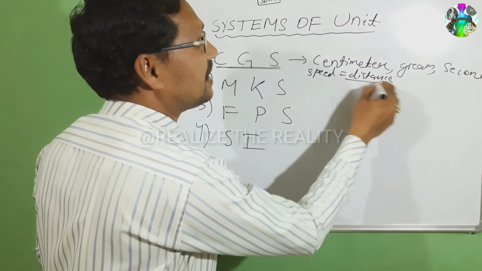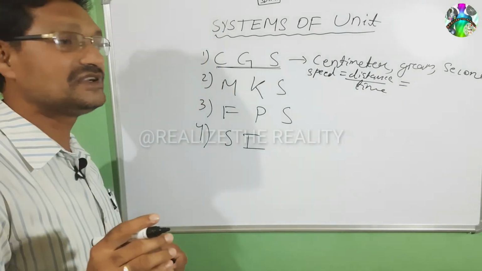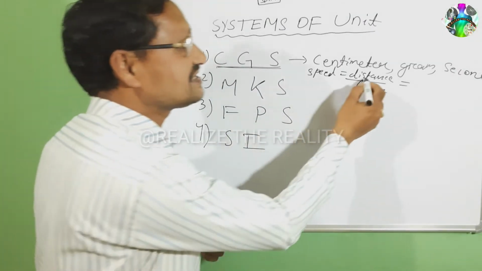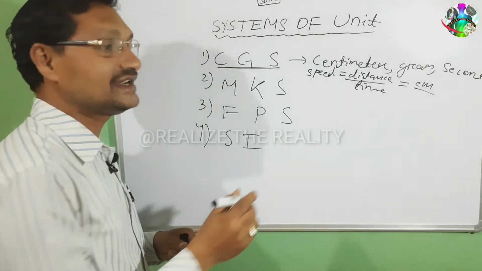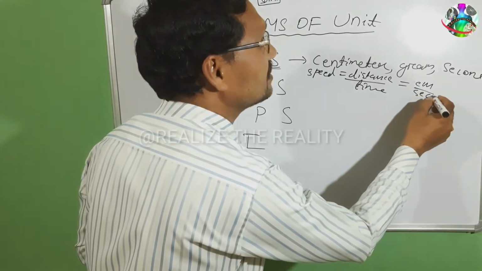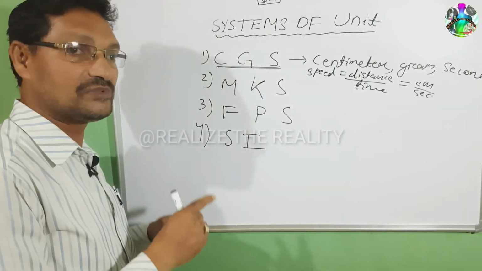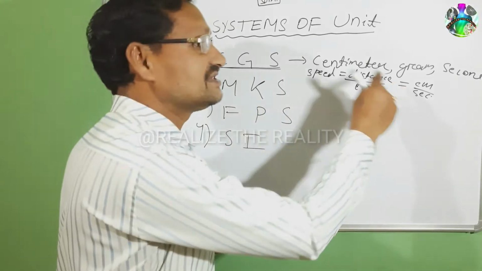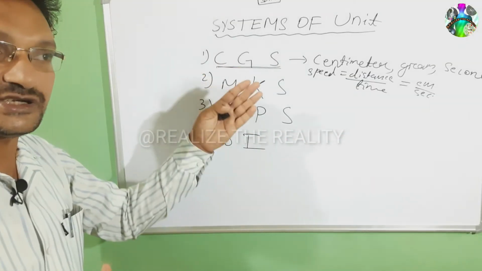Distance by time. So what is the unit of distance in the CGS system? Distance is centimeter. For time, second is taken. Centimeter per second. So that is why the speed unit, if we express it in the CGS system, will be centimeter per second. Like this, different physical quantities we can express in the CGS system.